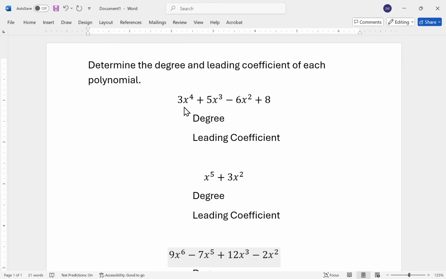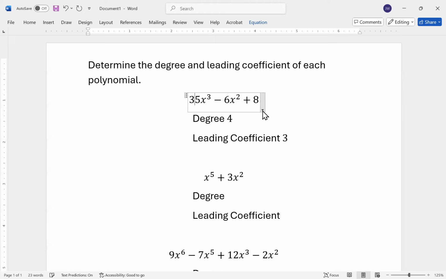It goes pretty fast in each of these cases because the terms are in descending order, meaning the degree of the first term is higher than the degree of the second term, which is higher than the degree of the third term, and so on and so forth. So the lead coefficient is pretty obvious to pick out. It's the 3, and the degree is the 4. So the degree is 4. The lead coefficient is 3. By the way, most polynomials are written in this descending order.